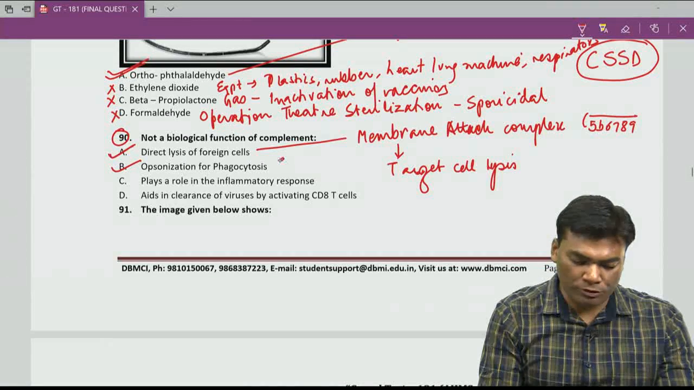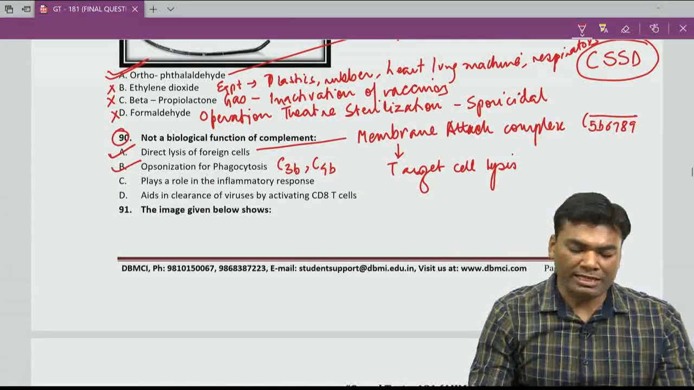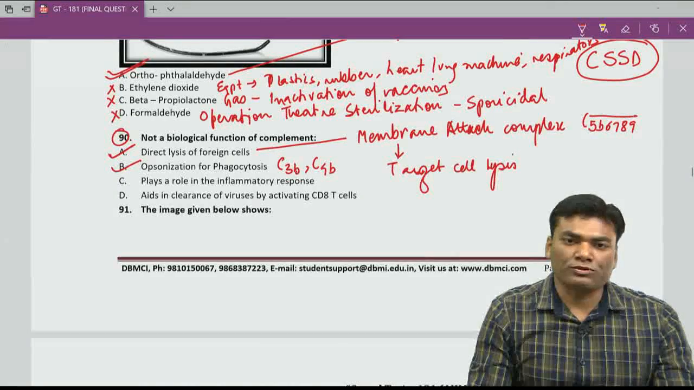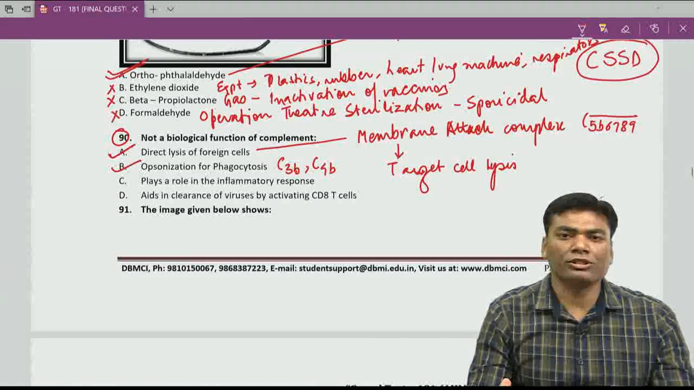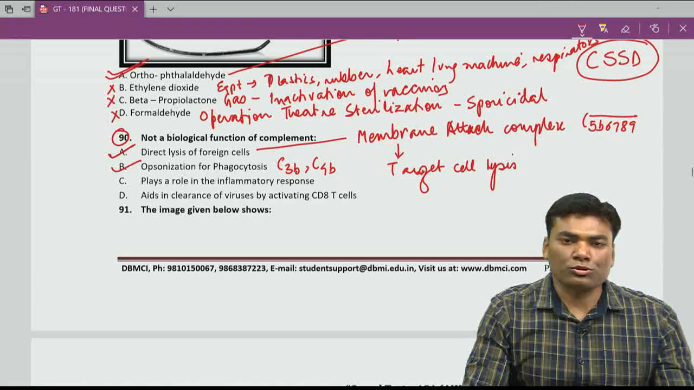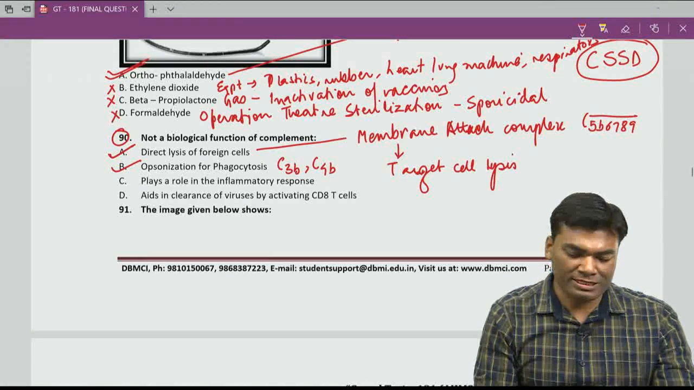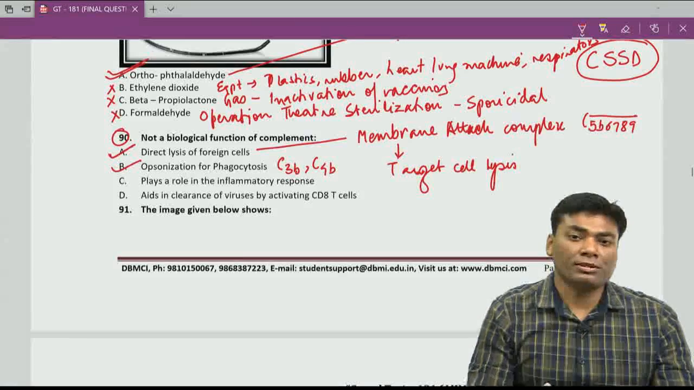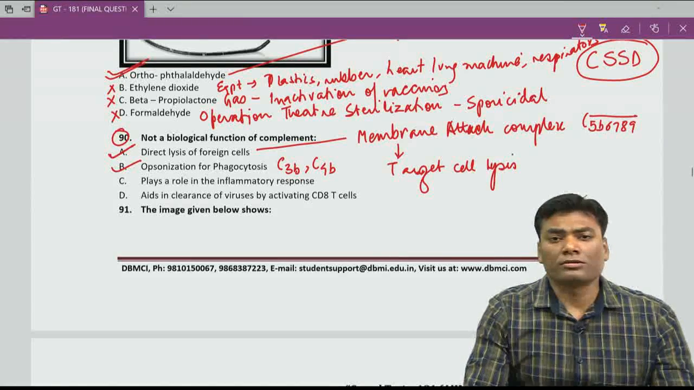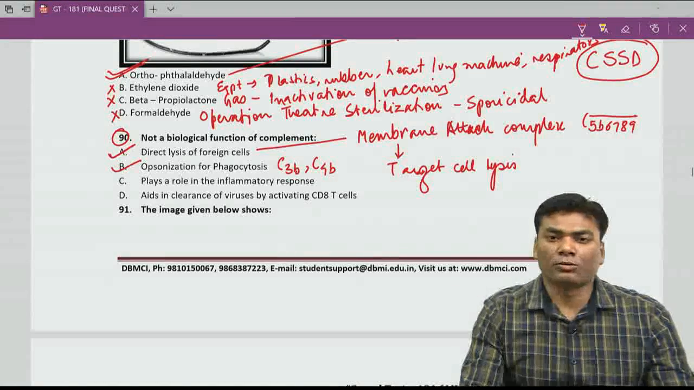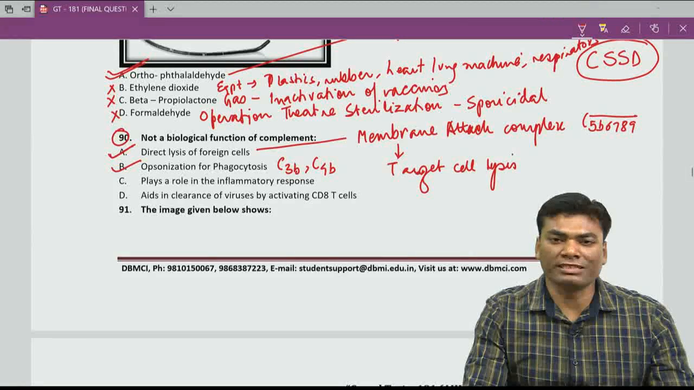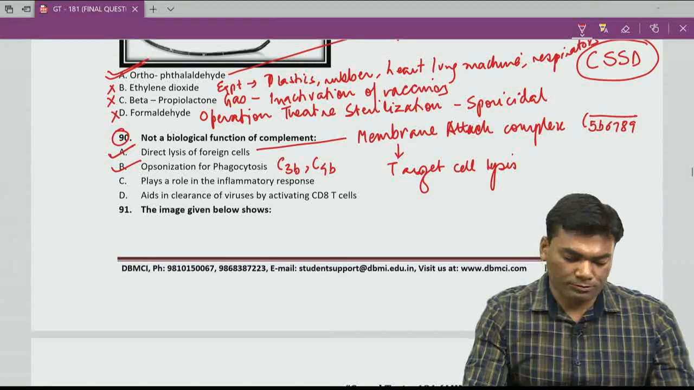This is very, very important because C3b and C4b both act as opsonins, which will lead to opsonization followed by phagocytosis. So what is opsonization? Opsonization is actually the coating of an antigen. The antigens are coated by C3b and C4b, and they become more attractive for the macrophages and monocytes, and thus it facilitates phagocytosis.